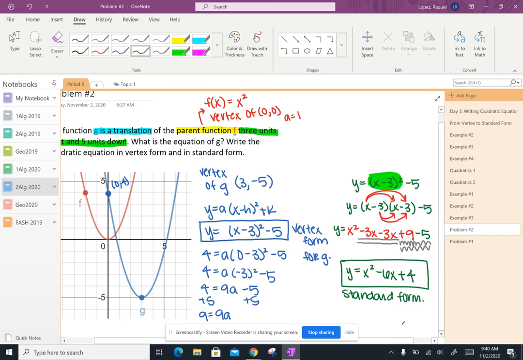Okay, and we know that we've done that correctly because we have a y-intercept of +4, and that also matches the y-intercept on our g function. And we can also double check the vertex. If you look on the graph, the vertex is at 3 comma -5.